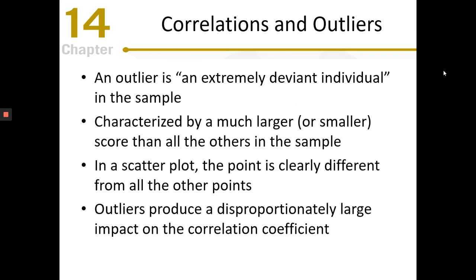So correlations and outliers, I need to talk about a couple things here that your textbook talks about. One thing is, and I believe this is a quote from your textbook, if it's not from your textbook, it's from another statistics book: an outlier is an extremely deviant individual in the sample. I think I talked to you about this before in class. This is one of the things I hate about statistics.